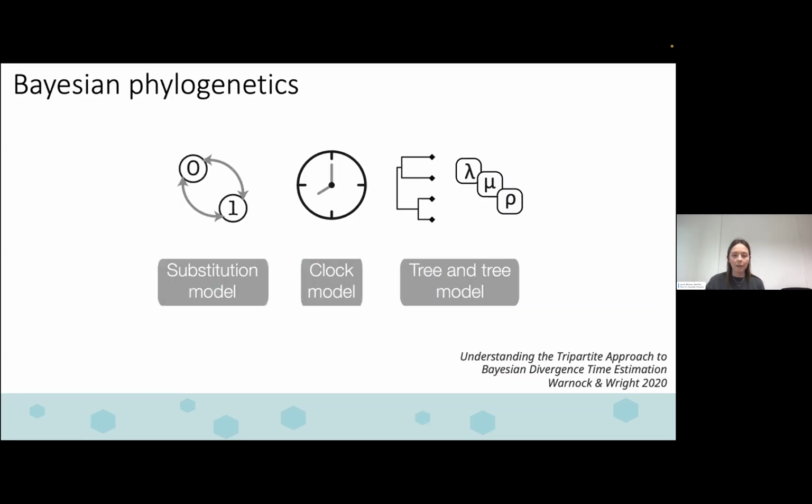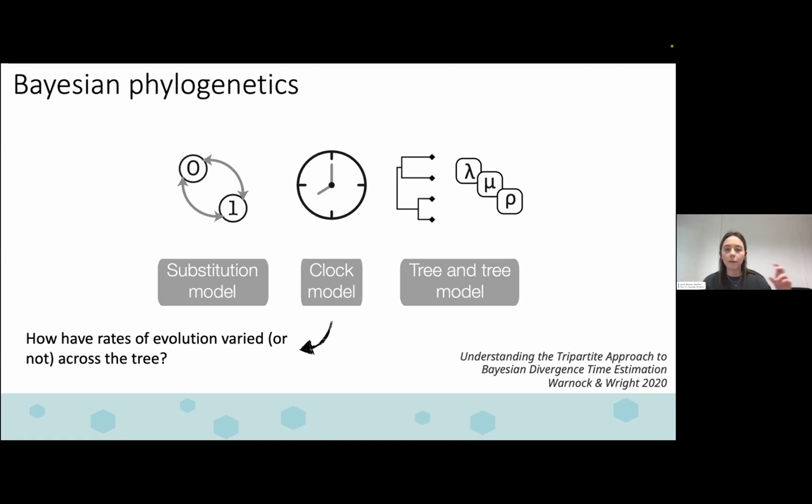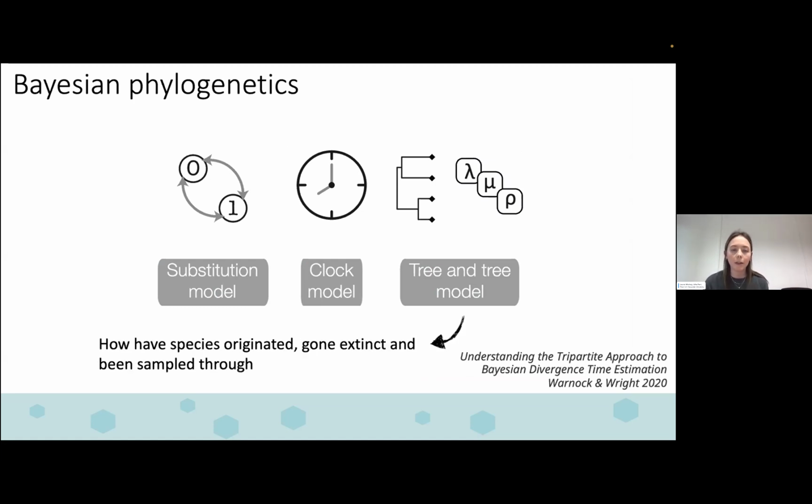You often have a tripartite approach, especially if you're doing a dating analysis, and these different components describe different aspects of the evolution of your character data. Your clock model describes how the different traits have evolved, the different rates of change. Your tree model tells you what can happen to a species during its time: species can originate, go extinct, and be sampled through time. If you're doing a fossilized birth-death analysis, this is where that part comes in. That's the tree model part.